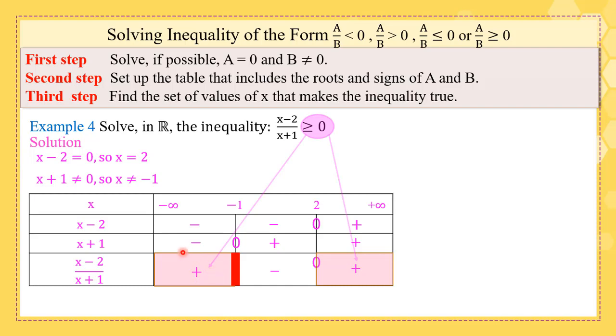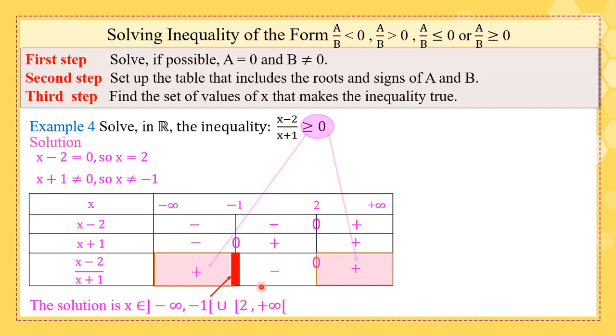So the solution is in this section and this section. Minus 1 is not included since it's not defined at minus 1. We have a shaded region. 2 is included since we need greater than or equal to 0.